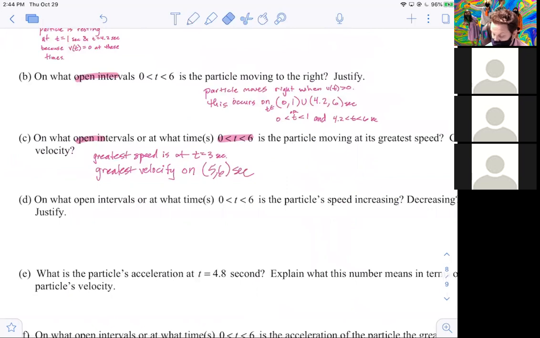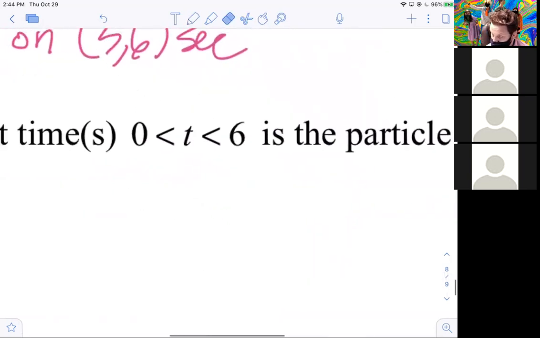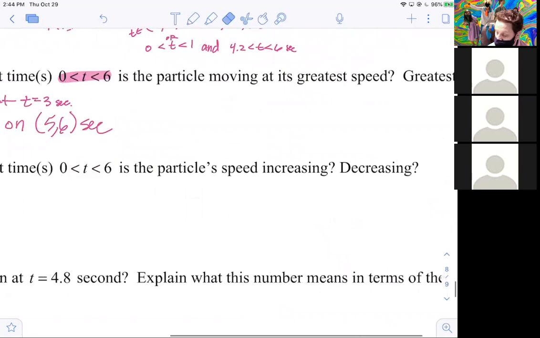No justification needed. On what open intervals from 0 to 6, non-inclusive, is the particle's speed increasing and decreasing? Oh boy, speed increasing, decreasing. These are the fun ones. For velocity increasing, you just look to see where the slope is positive, because that's acceleration.